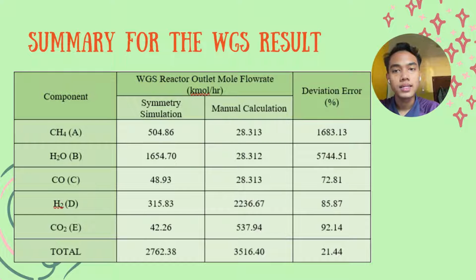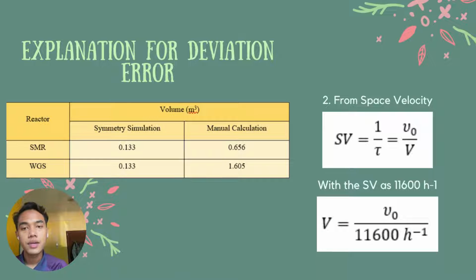Similarly, for the water gas shift reactor, we have received the result from the Symmetry simulation and also the manual calculation from the reaction engineering 1 chapter. And similarly, the deviation error between these two values is also large. And now, to discuss the explanation for the deviation error between the two values, we can see that there is a large difference between the volume used in the Symmetry software, which is 0.133, and also the volume obtained from the manual calculation in the reaction engineering, which is 0.656 for the SMR and 1.605 for the WGS.